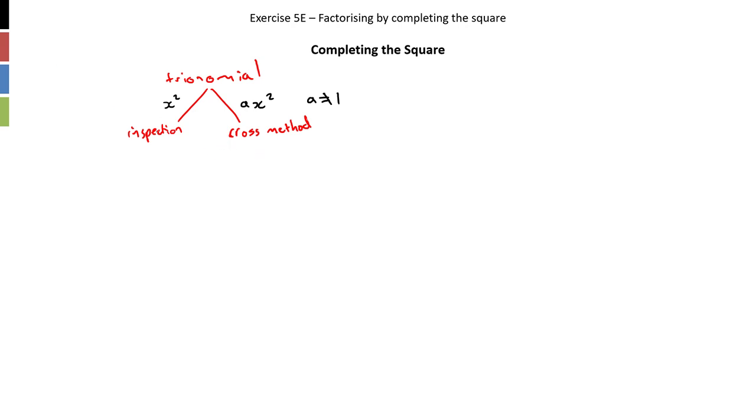So this is where we move on from here, and we're going to introduce this new method called completing the square. Now, completing the square is the same as inspection, where it only works when we have a coefficient of 1 for our squared term. What we'll get to in a later section is that if we have a coefficient that's not 1 and the cross method doesn't work, we're going to use a method called the quadratic formula.